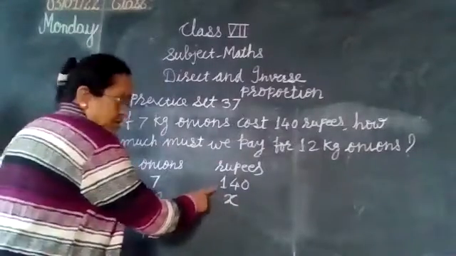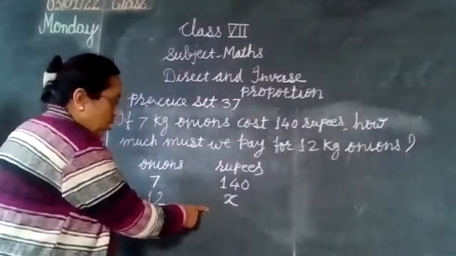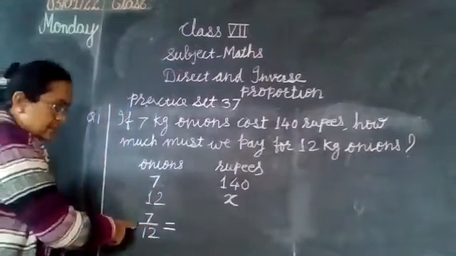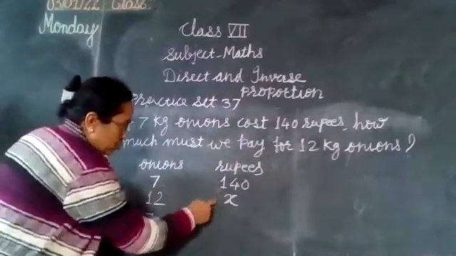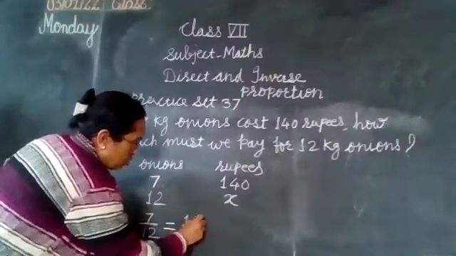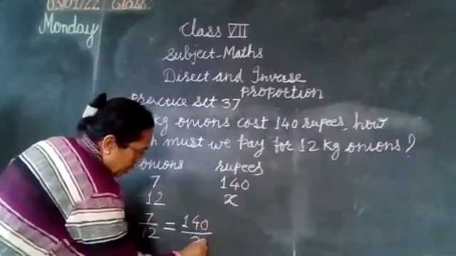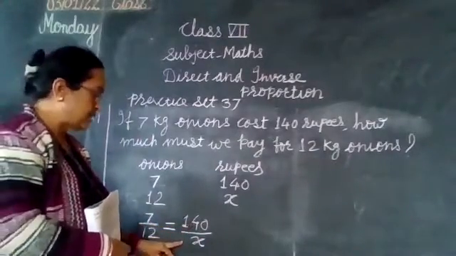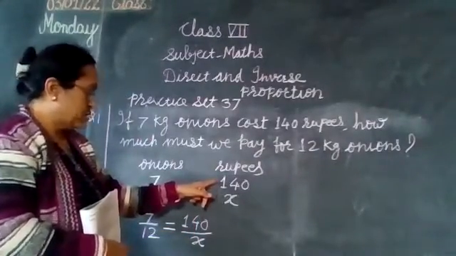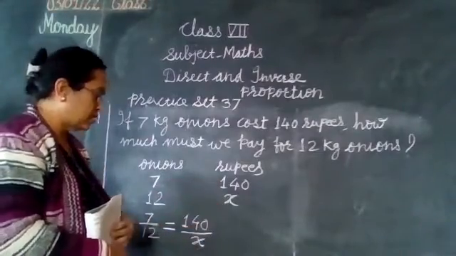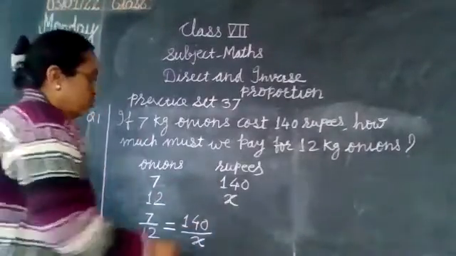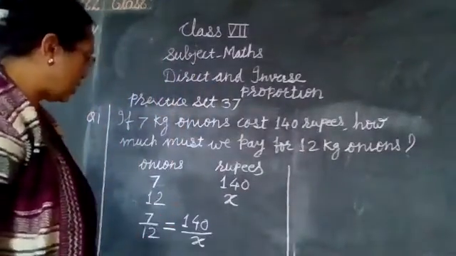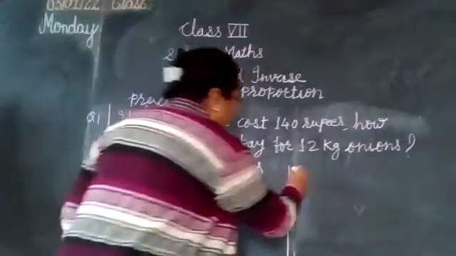Now we are taking this ratio as it is. Because it is direct proportion, the ratio of one quantity, 7/12, will be equal to the ratio of the cost, that is 140 upon X. So in direct proportion, we take the ratio as it is, that is the ratio of first quantity's cost upon second quantity's cost. Now to solve it, that means to find X, we have to cross multiply.